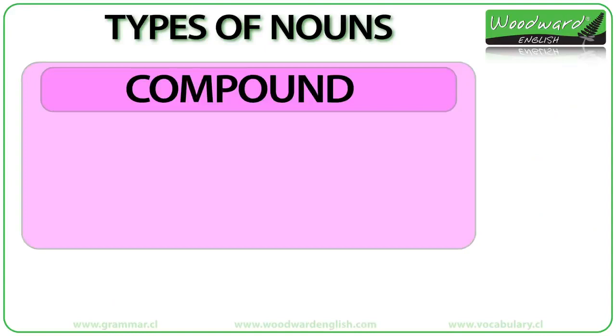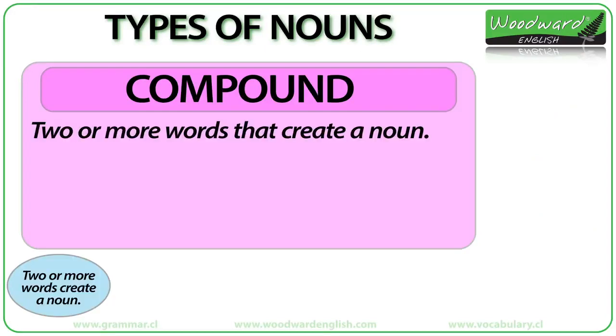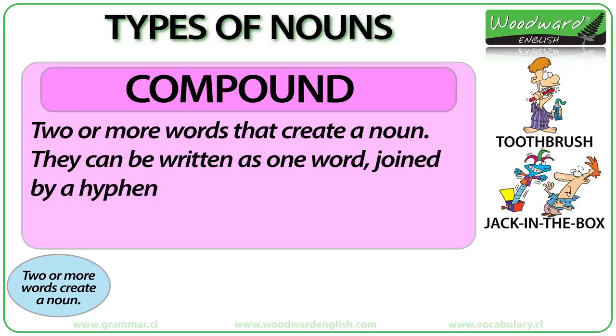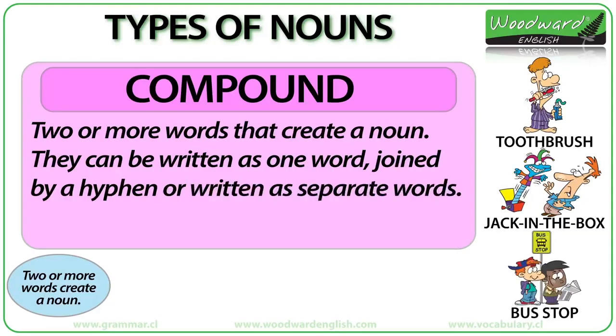Compound nouns. Compound nouns are two or more words that create a noun. Compound nouns can be written as one word, like toothbrush. They can be joined by a hyphen, like jack-in-the-box, or they can be written as separate words, like bus stop. You need to learn which way a compound noun is written, as in, are the words joined with a hyphen or written together or written separately, as each compound noun usually has only one form.